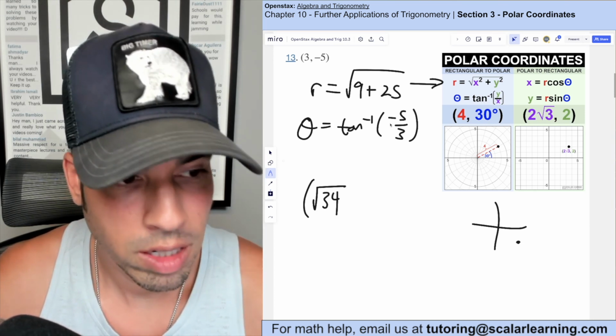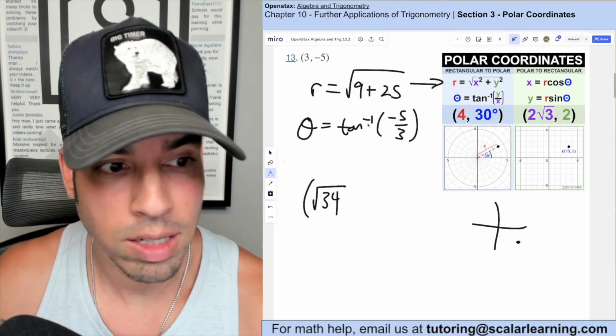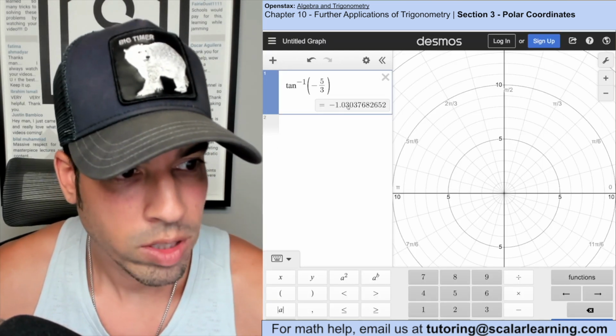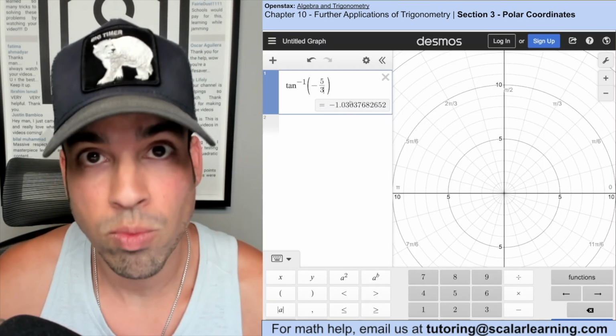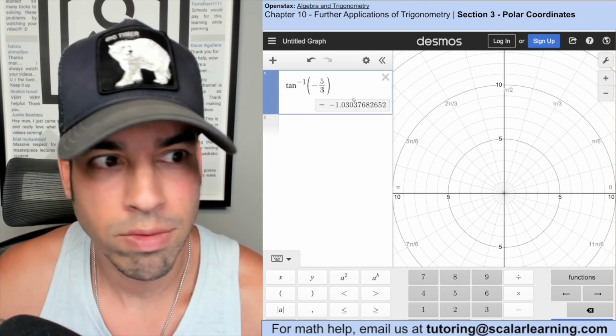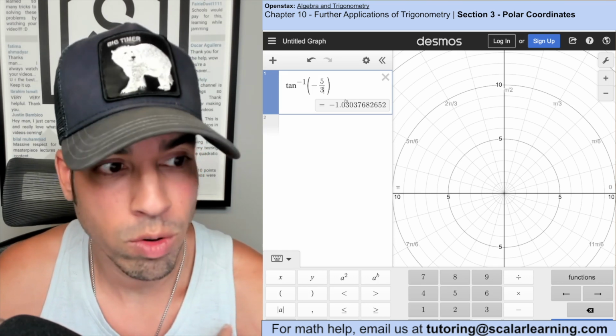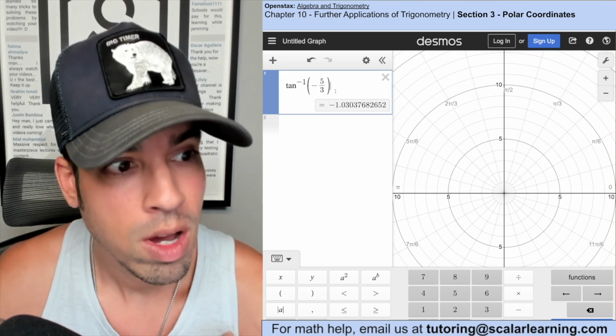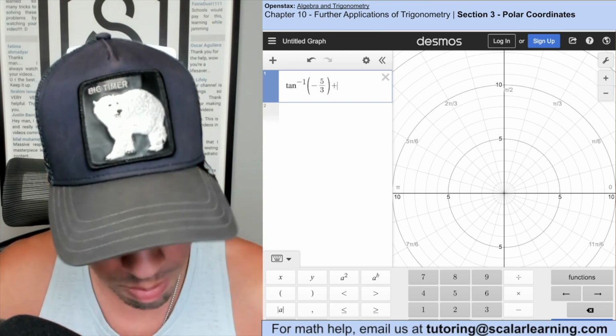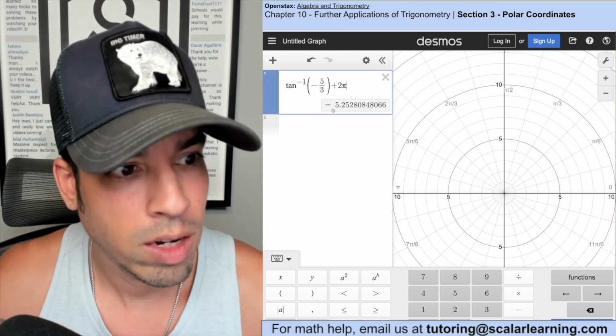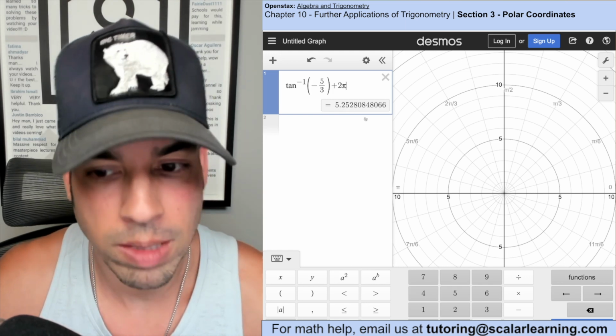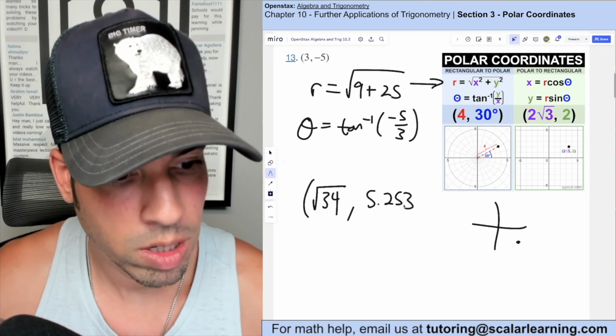Now let's take arctangent of -5/3 in decimals. And we get -1.030. And that's great because that is going to land us in the fourth quadrant. But we want something between 0 and 2 pi. We don't want a negative. So I can just find the coterminal value to this by adding 2 pi, right? And we get 5.253. So we got 5.253 for the theta.